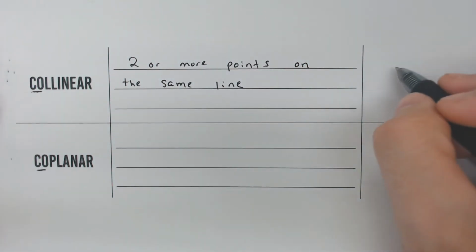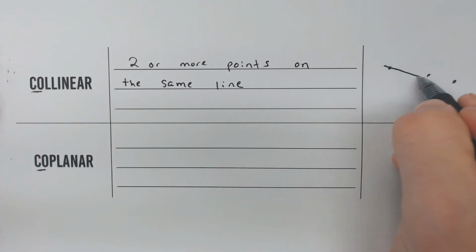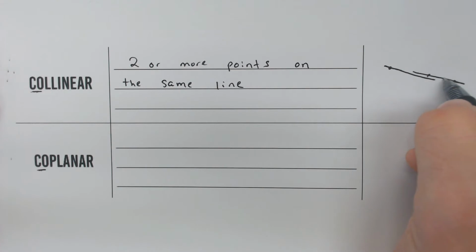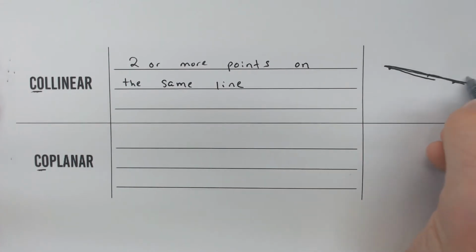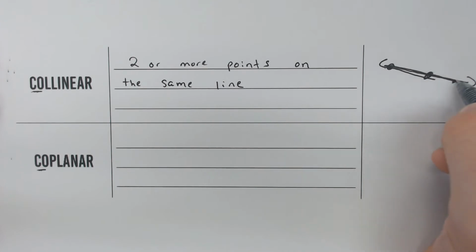Okay? So I could take a point here, and a third point. If I connect all 3 points together, lousily, these 3 points would be what we would call collinear.